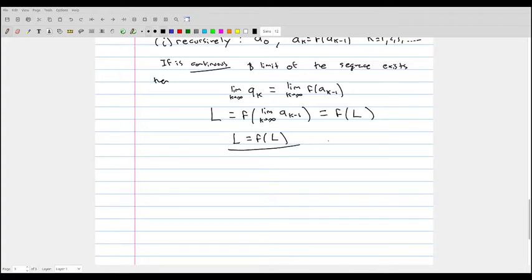So this gives you the solution of this equation, which gives all possible limits of the sequence for a given recursive sequence. We'll see a couple examples of this a little bit later on in the lecture.